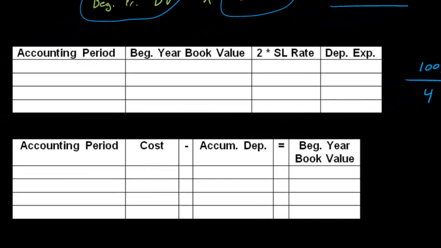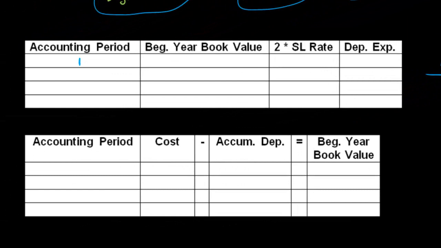So let's do it for this asset. So let's start with the first accounting period. And the first thing we need to figure out is what the beginning of the year book value is. And that starts out really easy. So if you look down here, this is my table to calculate the book value. So we're going to start the first accounting period. We know the asset costs $24,000. We know it starts out with 0 accumulated depreciation. So my beginning of the year book value is $24,000.